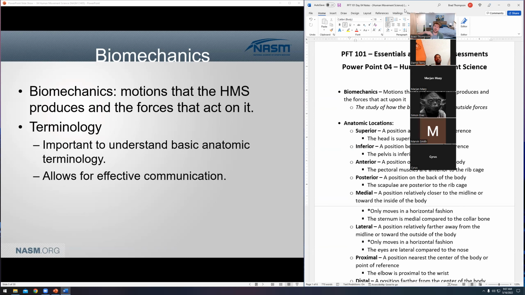Information has got to come in. We've got to interpret that information and then produce the appropriate response. But if we get bad information coming in, because maybe a muscle is chronically shortened.